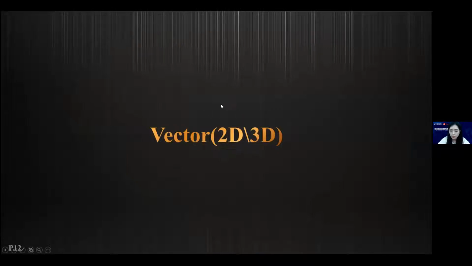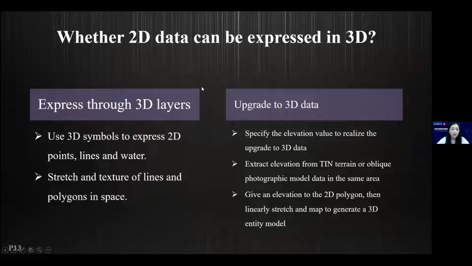It includes 2D and 3D. We have accumulated a lot of 2D data. If we completely discard the 2D data, it would be a complete waste. So if the existing 2D data could be converted, extracted, or recognized, it will enrich and recast the data source of the 2D data. So can the 2D data be expressed in 3D? The answer is yes.